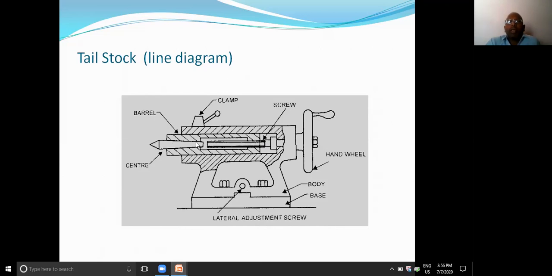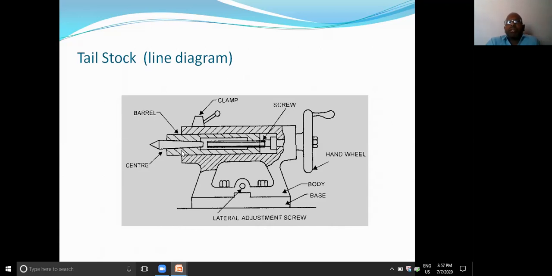So as this barrel is fixed with this dead center, why it is called the dead center means even though the job or any component is in contact with this end, this barrel and center both are kept at idle position. That means there is no power transmission either to the dead center or this barrel. That means the rotational speed of this dead center and barrel is 0, irrespective of the rotational speed of the job. That is the reason this center is called the dead center.